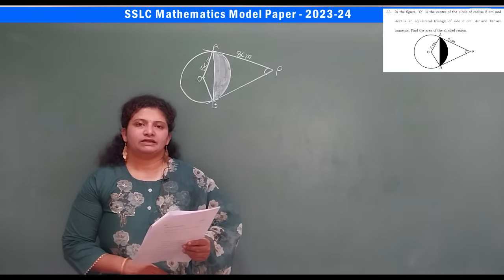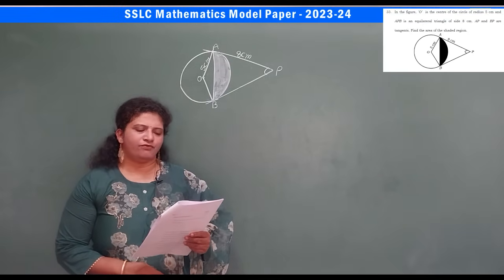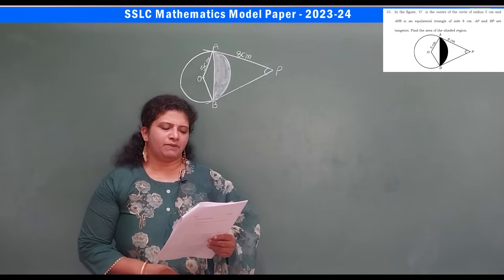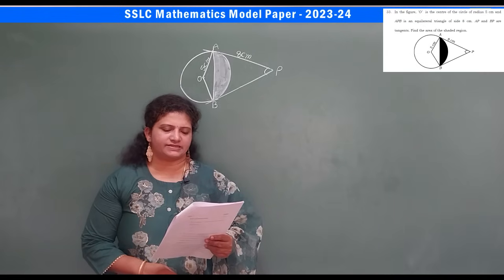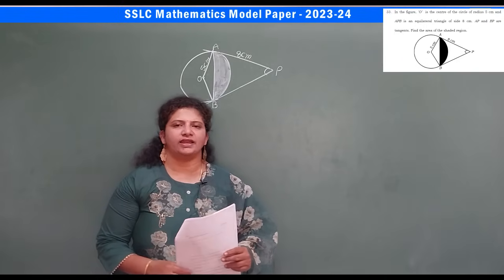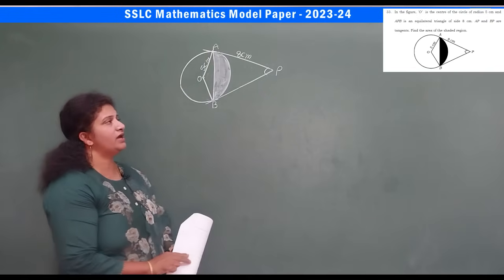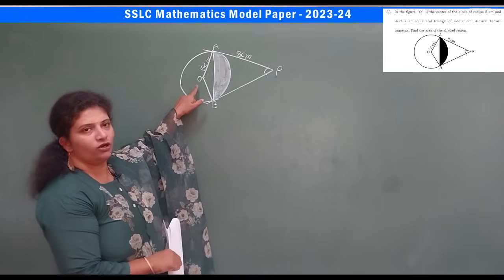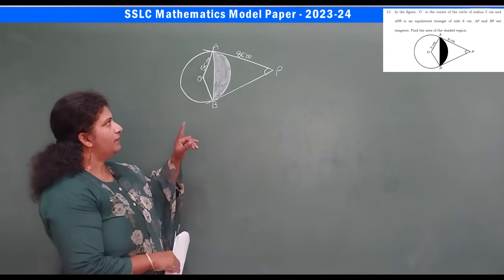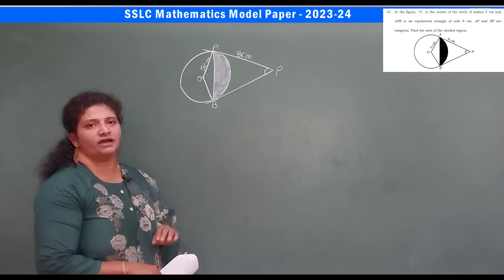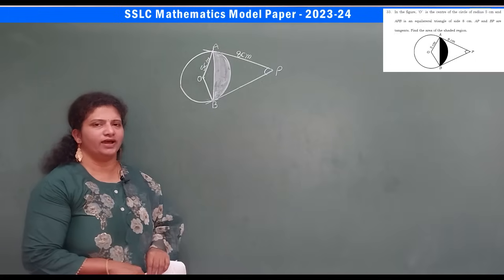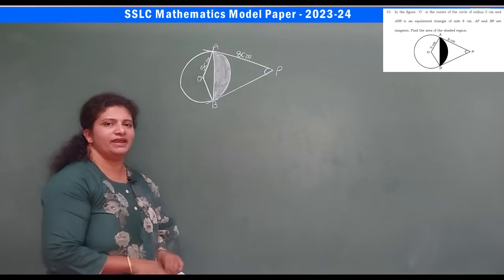33rd one. In the figure, O is the center of the circle of radius 5 cm and APB is an equilateral triangle of side 8 cm. AP and BP are tangents. Find the area of the shaded region. You can see the figure carefully. O is the center of a circle. OA and OB are the radii of the circle. P is an external point. AP and PB are the tangents. And APB is an equilateral triangle. Find the area of the shaded region.